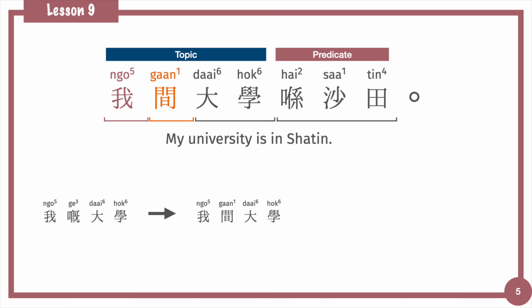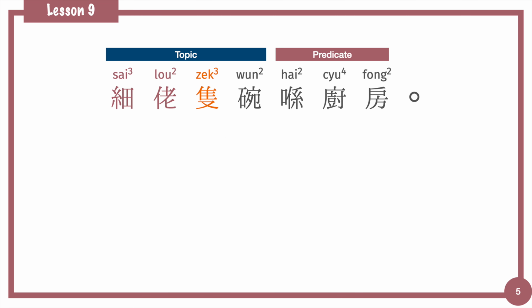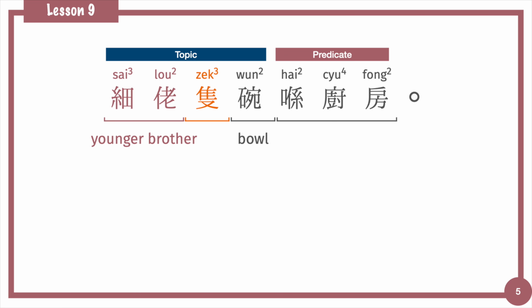Another example is 細佬隻碗喺廚房. 隻 is the measure word. 細佬 younger brother, 碗 bowl, 細佬隻碗 younger brother's bowl, 喺廚房 in the kitchen. 細佬隻碗喺廚房 younger brother's bowl is in the kitchen.